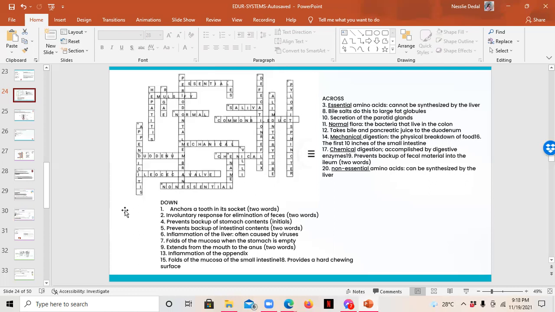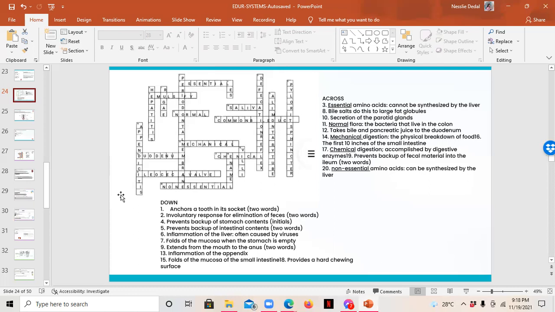Answer is emulsify. Number 10, across, secretion of the parotid glands. Answer is saliva. Number 11, flora, the bacteria that live in the colon. Answer is normal. Number 12, across, takes bile and pancreatic juice to the duodenum. Answer is common bile duct.